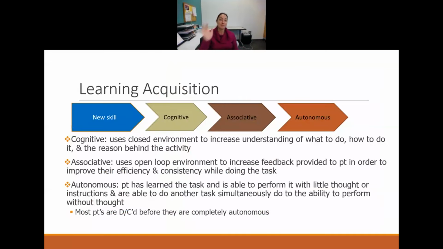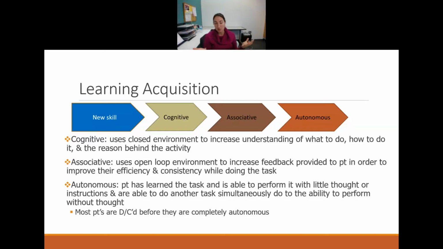Learning acquisition. When you have a new skill, first you do cognitive learning. So that's a closed environment. You use it to increase the understanding of what to do, how to do it, and the reason behind the activity. Associative uses open loop environment to increase feedback provided to patient in order to improve their efficacy, their consistency during the motor task. And autonomous, the patient has learned the task, is able to perform it with little thought while doing another task. So in our practice, most of the time people are doing the cognitive and associative, and then they're discharged. And if they continue, they might get to the autonomous, but they may not.